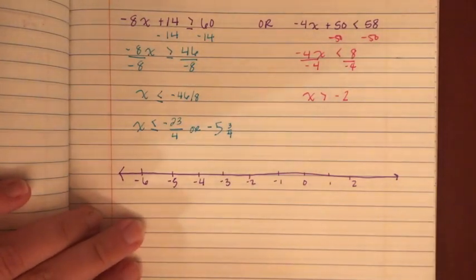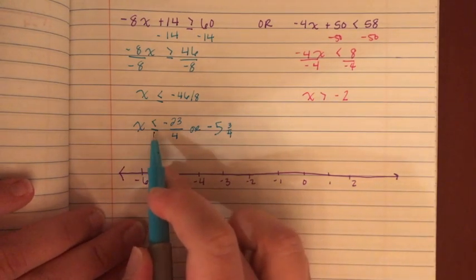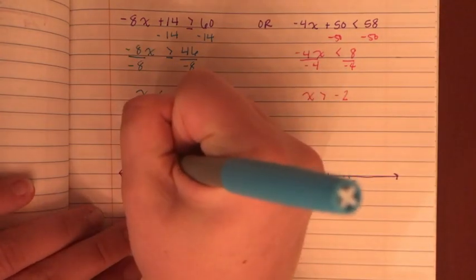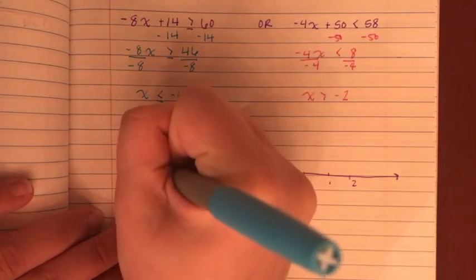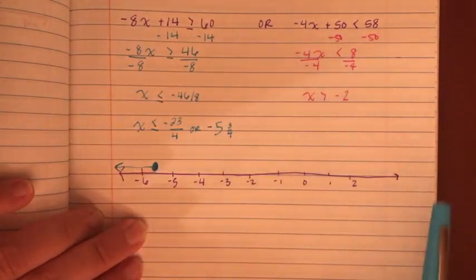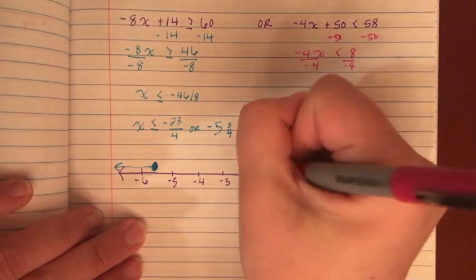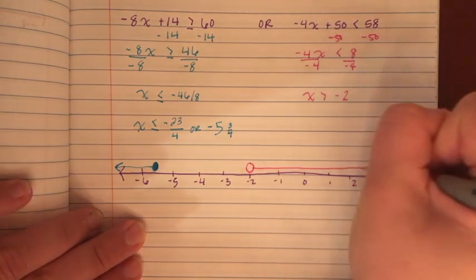Okay, so this inequality here says x needs to be less than or equal to, so that'll be a closed dot, somewhere around negative 5. It doesn't need to be perfect, but I'm going to put a closed circle, and then it needs to be less than, so I'm going to go this way. And then for this one here, x has to be greater than negative 2. So I'm going to put an open circle. I'm going to go this way.